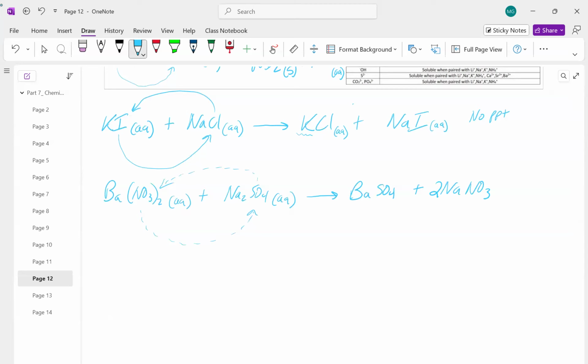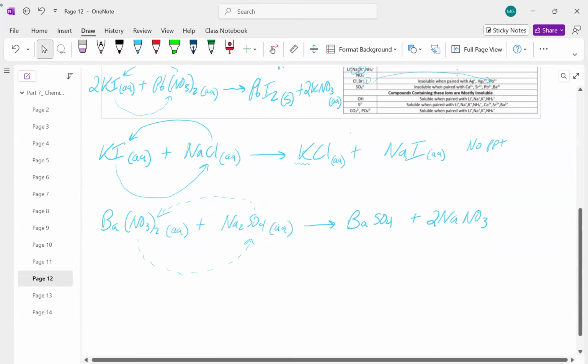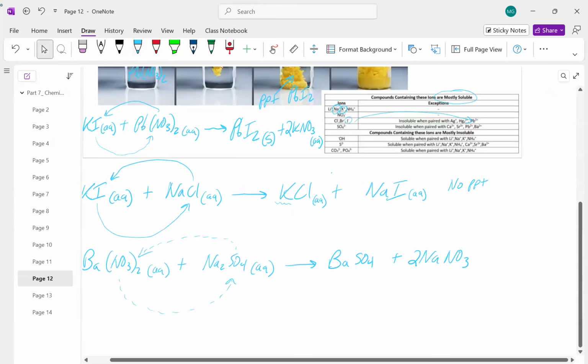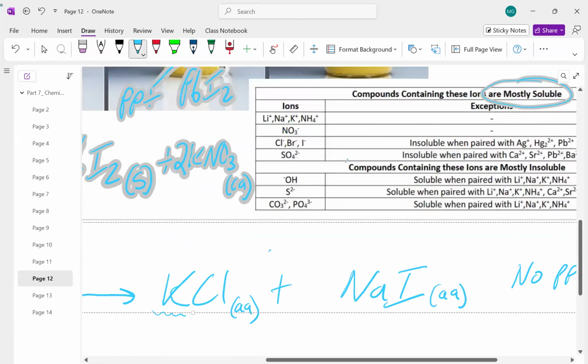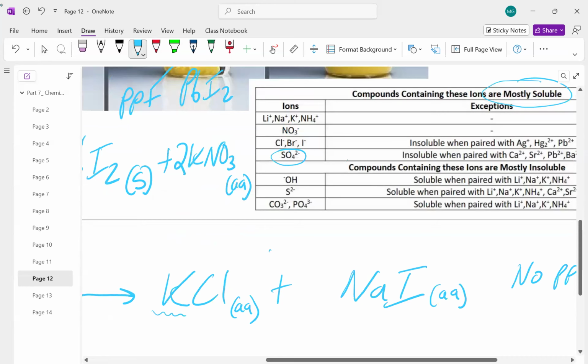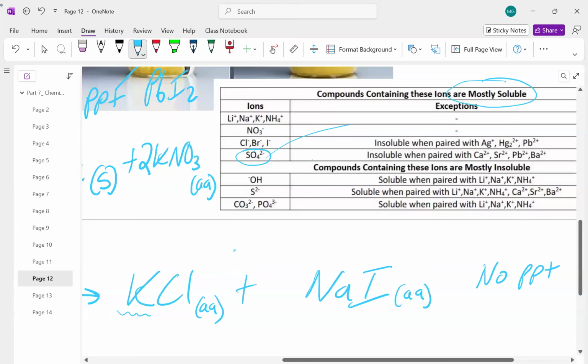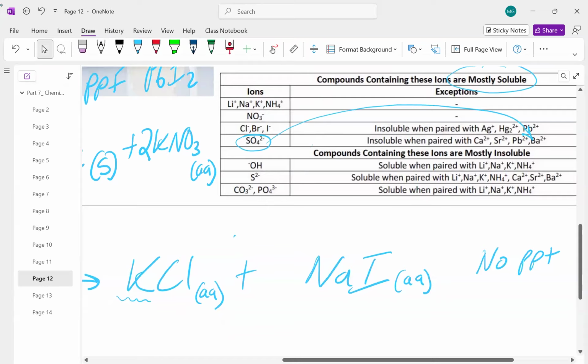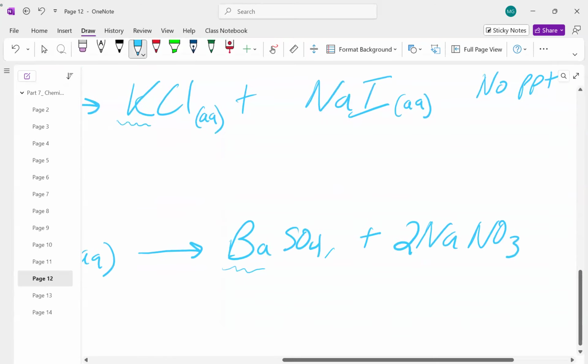So let's look at our table here and see. Do we have anything with barium in the table? Barium doesn't show up. But if we look at sulfate, it says there's sulfate. It's in the mostly soluble part of the table, but there is an exception if it's paired with barium. It becomes insoluble. So barium sulfate will definitely precipitate out.